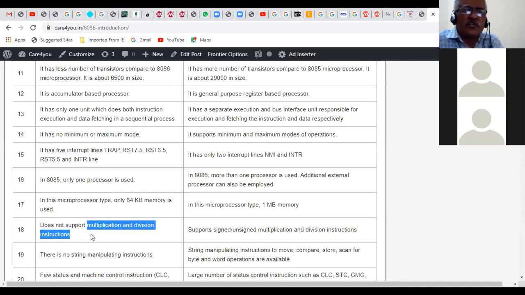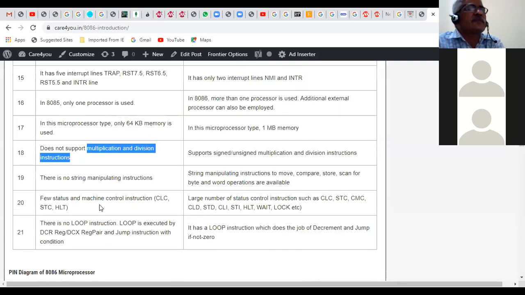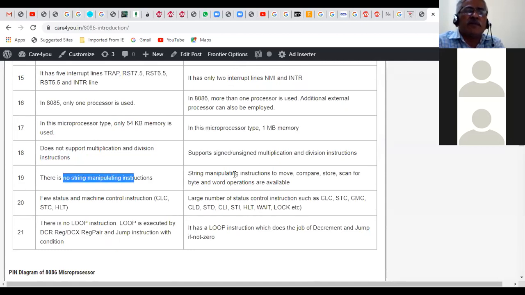The 8085 does not support multiplication and division. If you want to do it in 8085, you can do the multiplication and division by repeated addition or repeated subtraction. You only have addition and subtraction. But in 8086 you have a large number of instructions, and the multiplication and division instructions are also available. The 8085 does not support string manipulation, but 8086 supports string manipulation instructions like comparing two strings, finding a character in a string, and concatenating strings. You know about these concepts because you have studied them in the C language also.